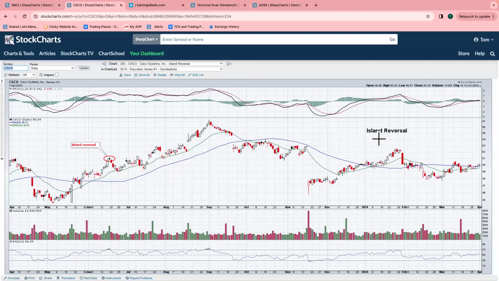Next, CSCO. So island reversal. This time, the island reversal is to the upside. So we're looking for uptrends. We're looking for gap ups, leaving one candle alone and then a gap down to basically just leave that candle on an island. And that's what we did back in the middle of June of 2023 on CSCO.